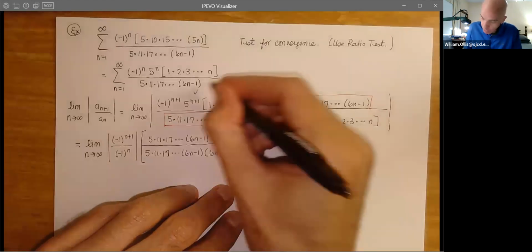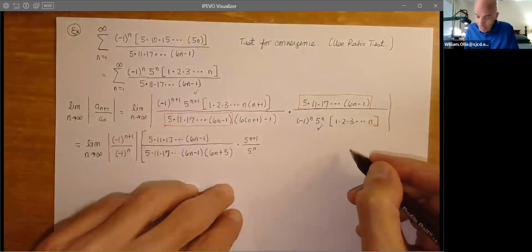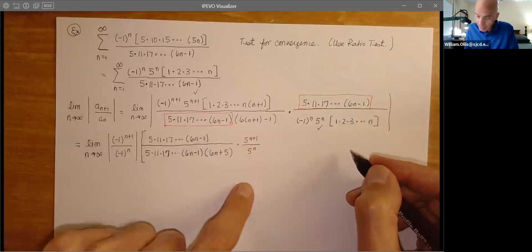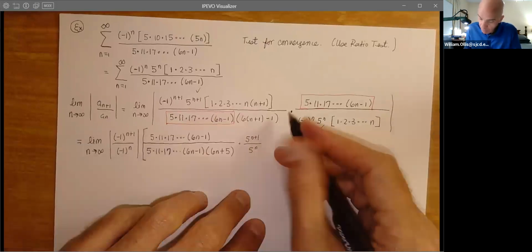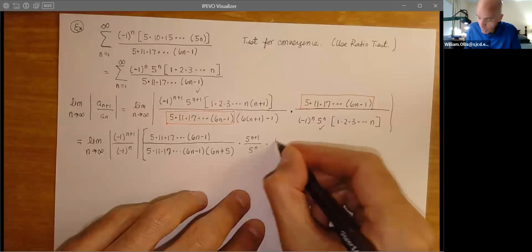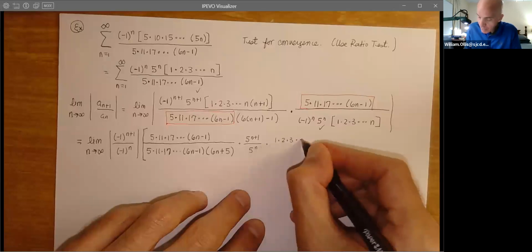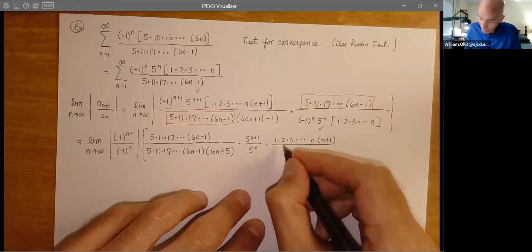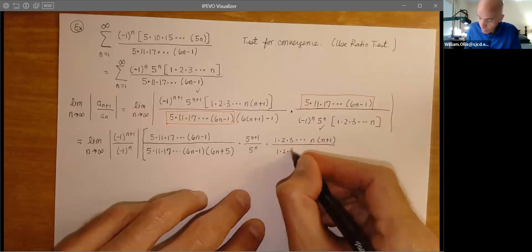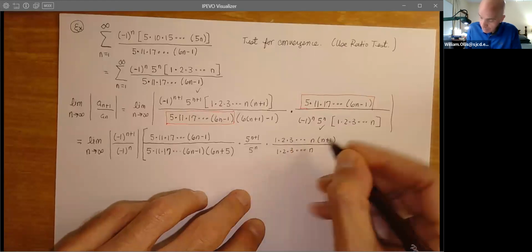So we've checked these off. And then we have, that's it. And then of course, this part is left. So we have 1 times 2 times 3, ascending to n plus 1. And then we have 1 times 2 times 3 to n.